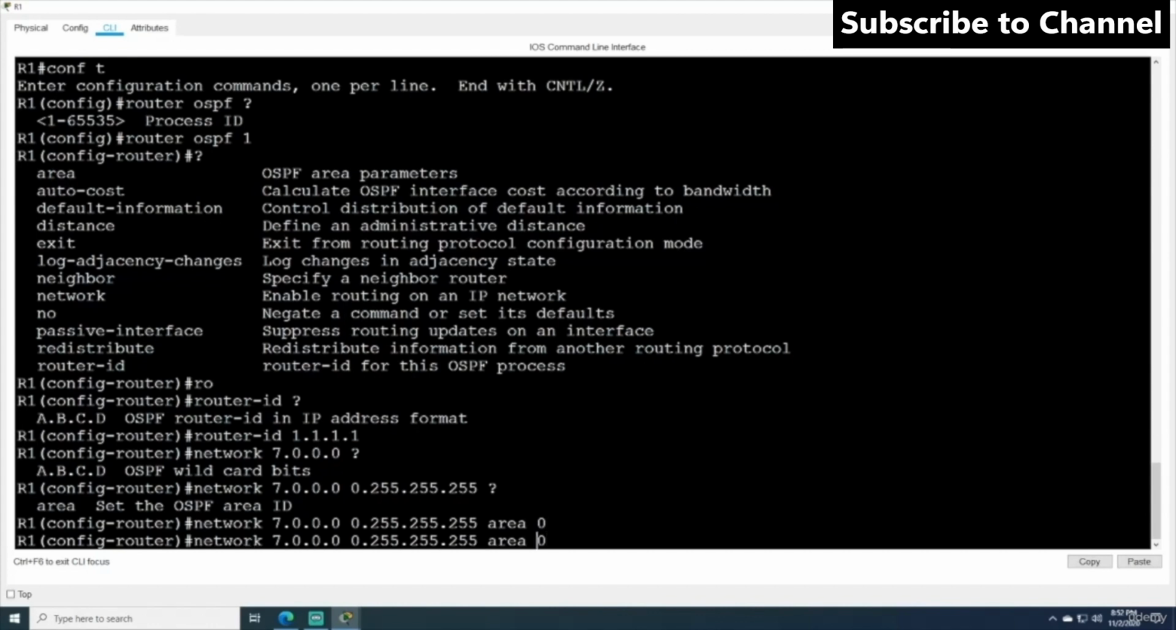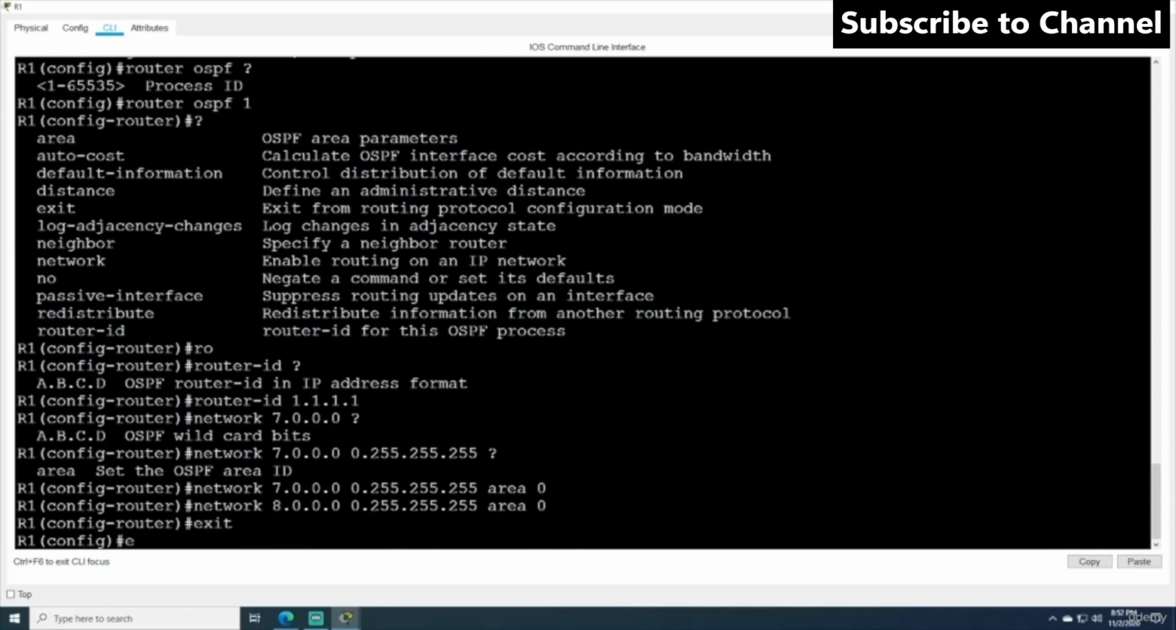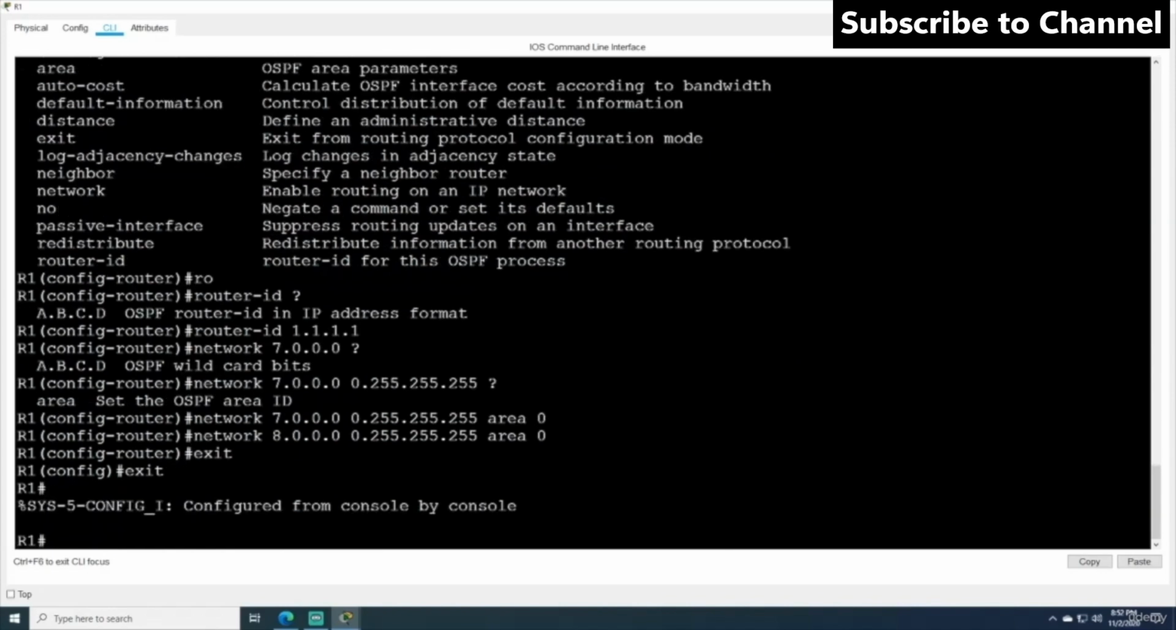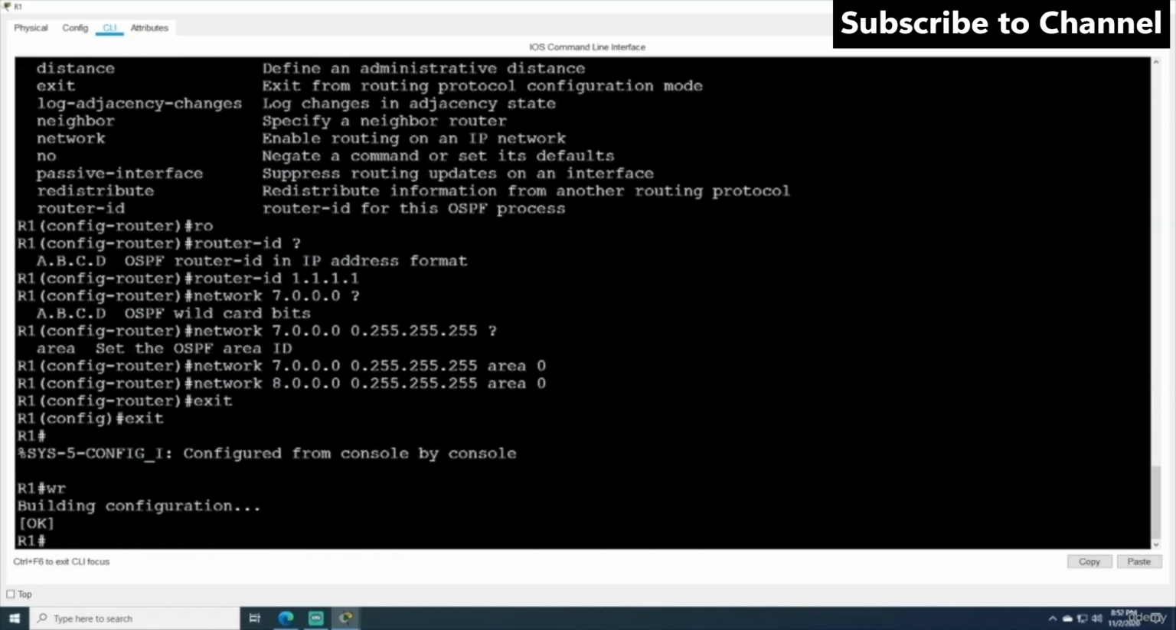So I will use the up arrow key just to save some time and do the same thing for the 8000 network. And that's all there is to it. Now I will save the configuration and repeat a similar set of commands on each of the other routers, again not choosing a router ID for router 2 so we can watch and see which router ID it chooses for itself.